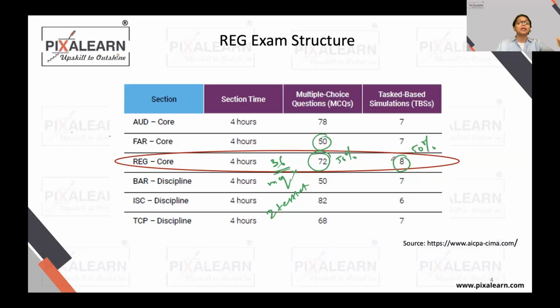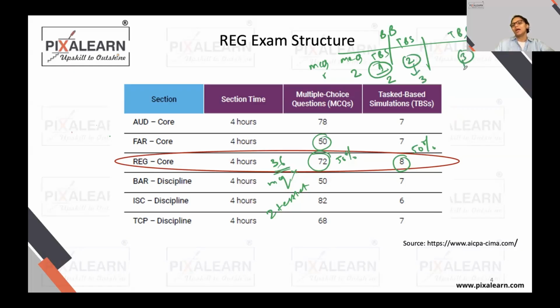Task-based simulations, you have 8 simulations. So it will be something like this. Before break, you will have MCQ testlet 1, MCQ testlet 2, then you will have TBS testlet 1. And ideally, this contains 2 testlets. And then after break, you're going to get TBS 2 and TBS 3. Each one would have around 3 and 3 questions. So ideally, we are looking at 8 TBS questions.